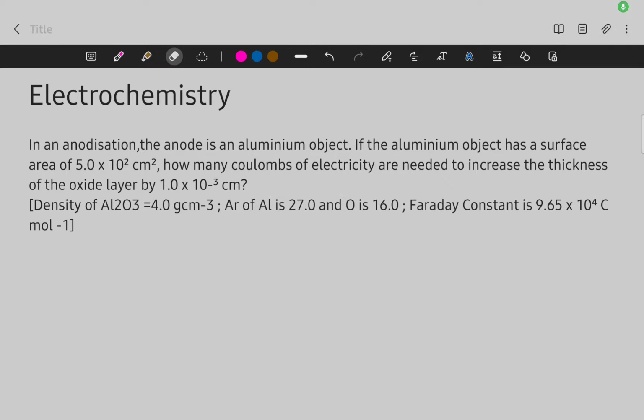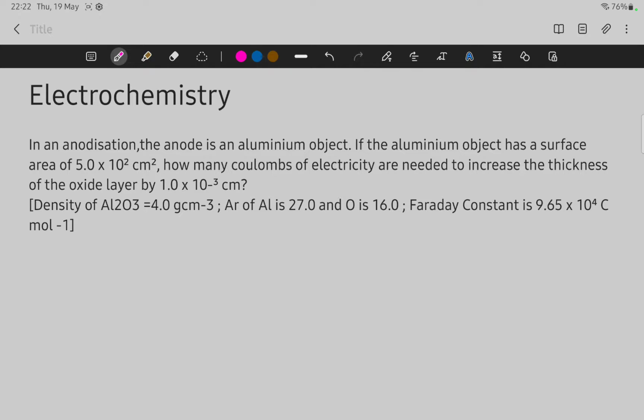Welcome to our first part of electrochemistry. So today we're going to learn what the calculations involved in electrochemistry are. When you come across this chapter in Malaysia, this is the second chapter of your second semester STPM chemistry.